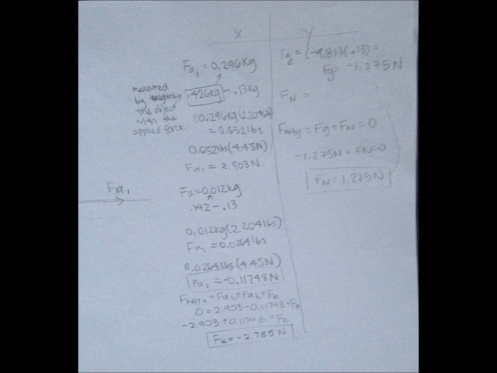To find the force of gravity, the object's mass, which was 0.13 kilograms, was multiplied with acceleration, negative 9.81, to equal negative 1.275 newtons. Again, because the forces are balanced, the normal force can be calculated to become a positive 1.275 newtons.